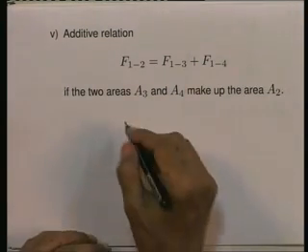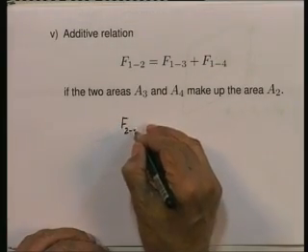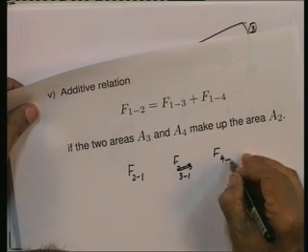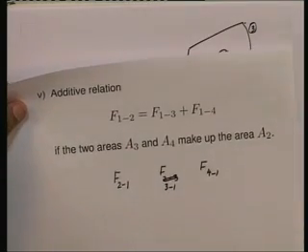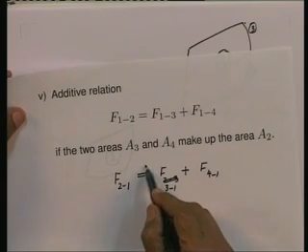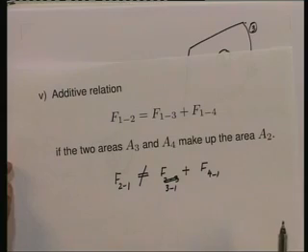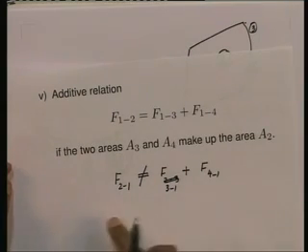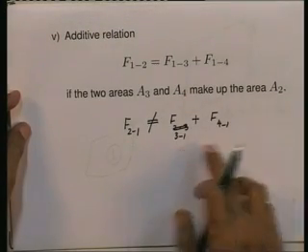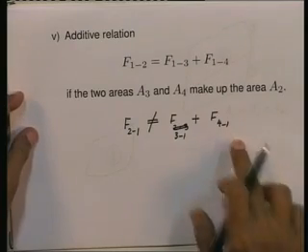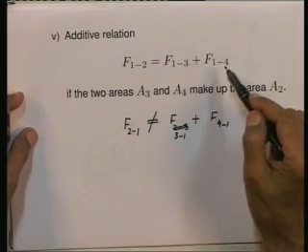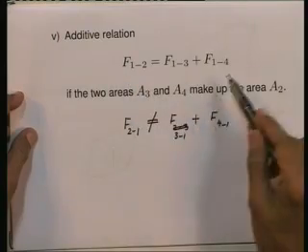Many people sometimes will say F2 to 1, F3 to 1 and F4 to 1, these are the shape factors in the reverse direction. This F2 to 1 is not equal to F3 to 1 plus F4 to 1. Keep that in mind. All right. From the definition itself you can see that this is not true. F2 to 1 is not equal to F3 to 1 plus F4 to 1. Please do not make this mistake. The additive relation which we can use is F1 to 2 is equal to F1 to 3 plus F1 to 4, and this follows from the physical meaning of shape factor.